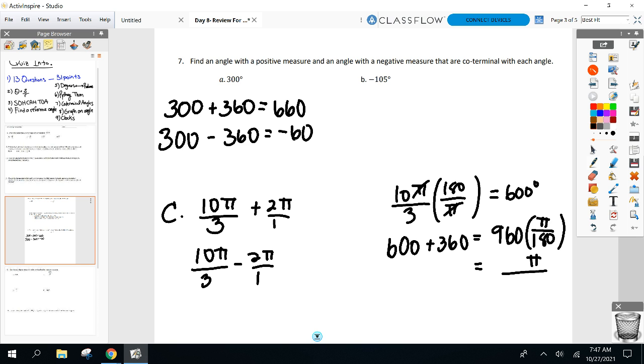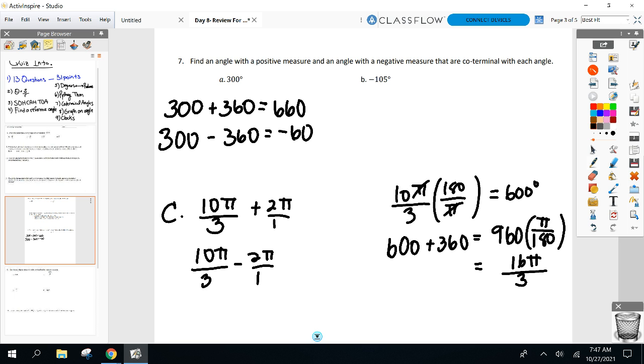Whatever that turns out to be, I guess. 16 over 3, so 16 pi over 3. And then I'd have to keep subtracting 360 till I get a negative answer, and turn it back into radians.